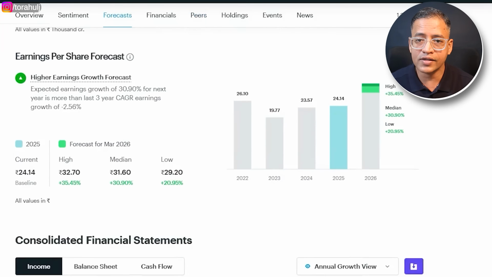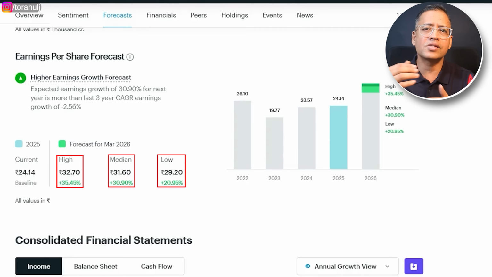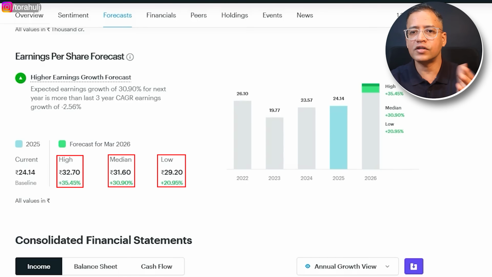Now, because of this order pipeline, maybe the estimates that analysts are giving. If I go back to the analyst here, they are saying high 35%, medium 30%, low 20%. So definitely we can see that there is likely to be earnings growth for the next few quarters. Why? Because the deal pipeline is looking good. This is how you can go about looking at companies' fundamentals and always focus on the future forecast. Now, there may be some risks around this particular company. I'll come to that in a minute.